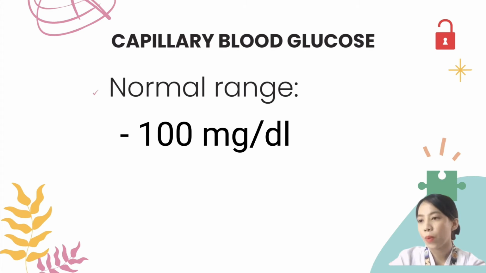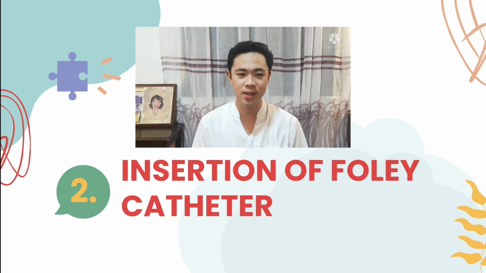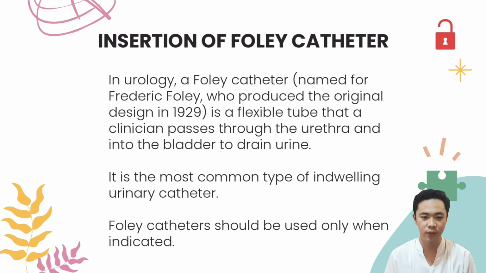For the next report, insertion of the Foley catheter will be discussed by Mr. Glenn Pacada. The next one is the insertion of Foley catheter. In urology, a Foley catheter, named for Frederick Foley, who produced the original design in 1929, is a flexible tube that a clinician passes through the urethra and into the bladder to drain the urine. It is the most common type of indwelling urinary catheter.